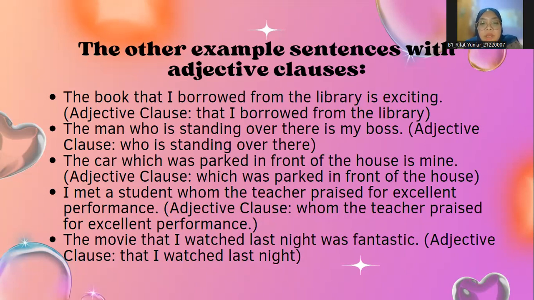This is an example of adjective clause, relative pronoun as subject. And the man who is standing over there is my boss. The second example, the man who is standing over there is my boss.